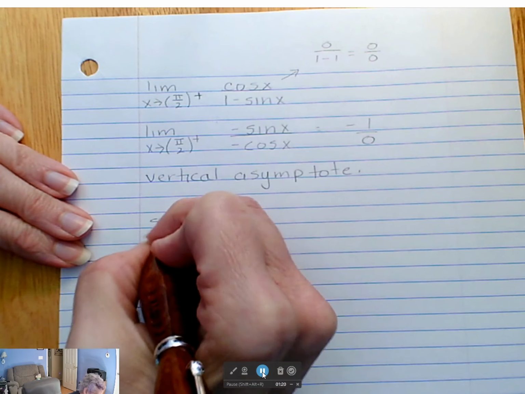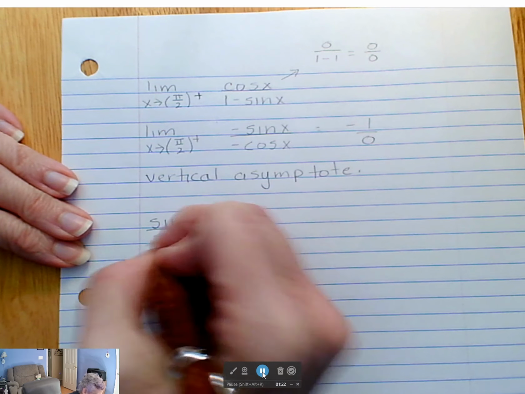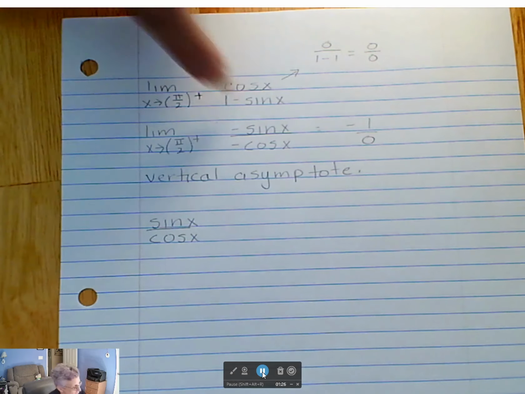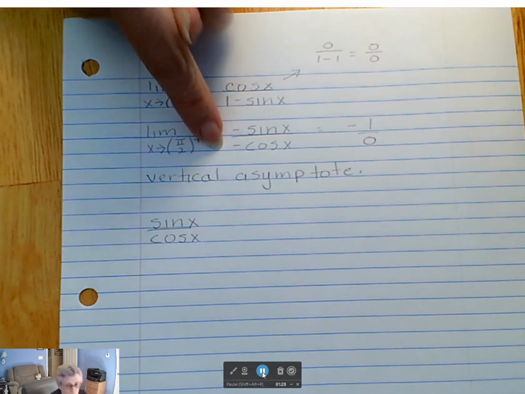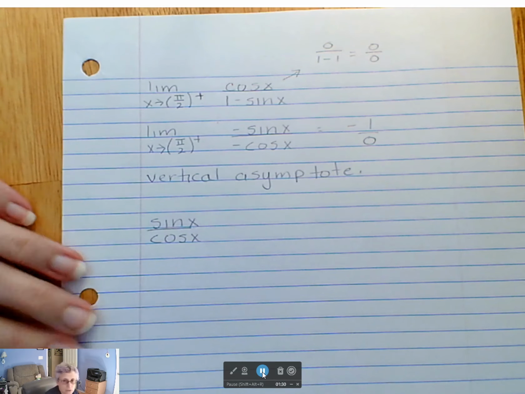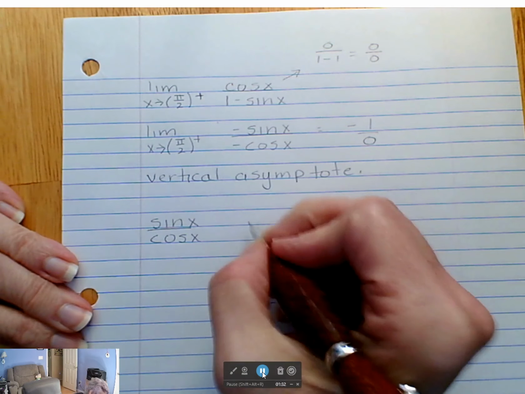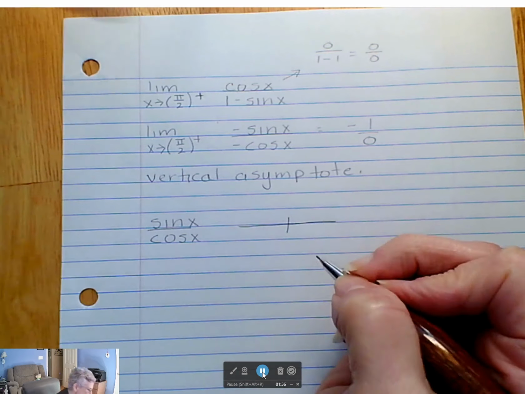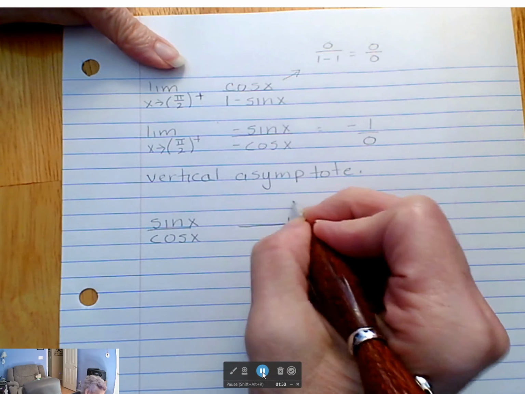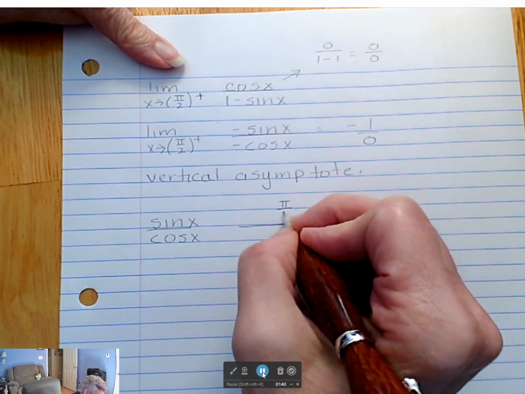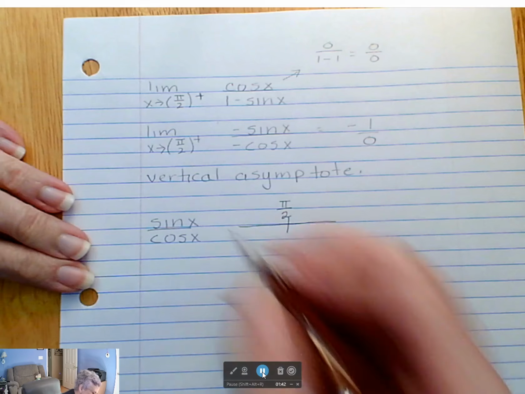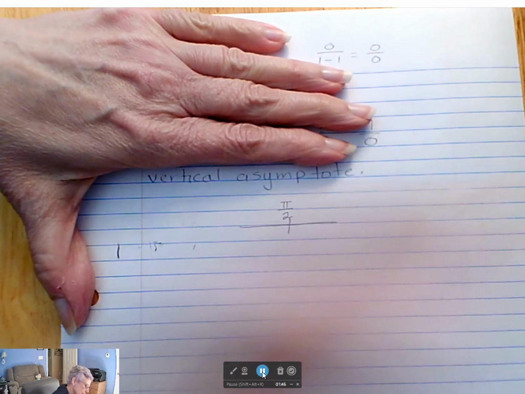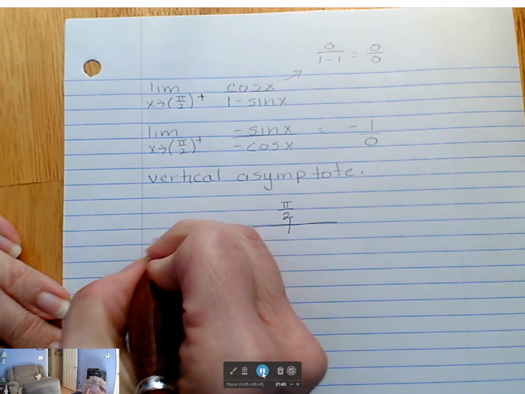So I'm going to look at sine x over cosine x because I had a minus over a minus. So I can just look at sine over cosine. And I'm approaching pi over 2 from the right. And I should have put that a row down because I want a row for sine and a row for cosine.